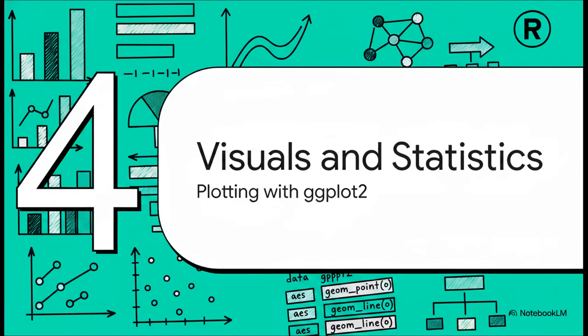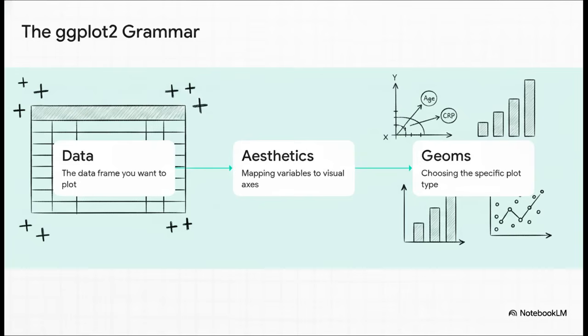Let's talk about ggplot2. R is famous for generating those gorgeous publication-quality graphics, and it mostly uses a package called ggplot2. Now, the code for it looks incredibly intimidating at first because it uses all these plus signs to add layers. But honestly, it always follows a strict 3-step grammar.